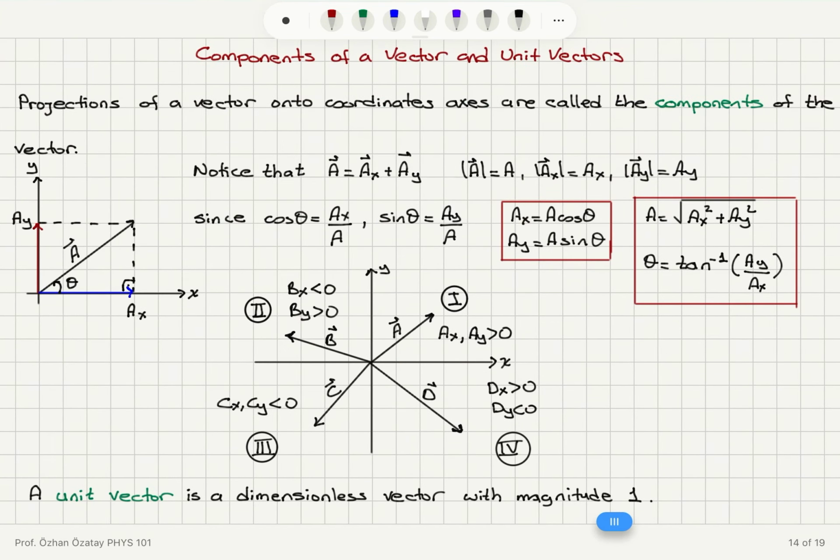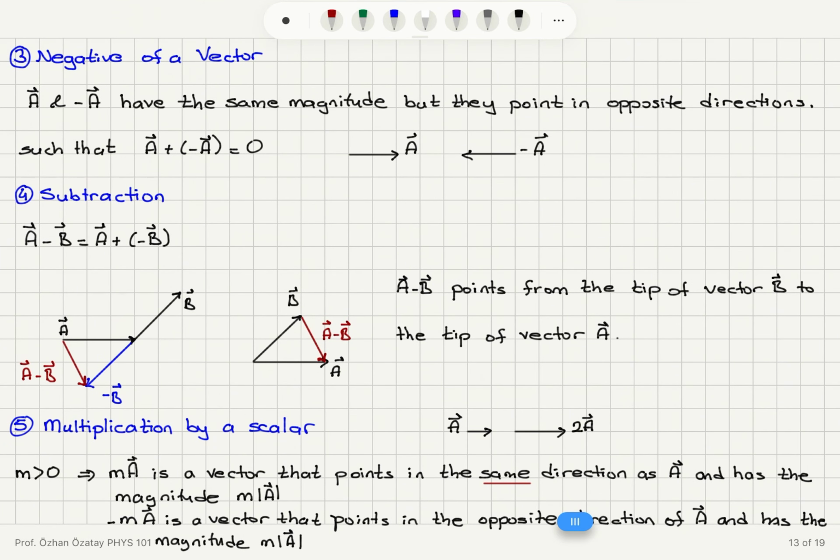So to summarize, we've looked at some properties of vectors. For the negative of a vector, we take the opposite direction, the same magnitude.